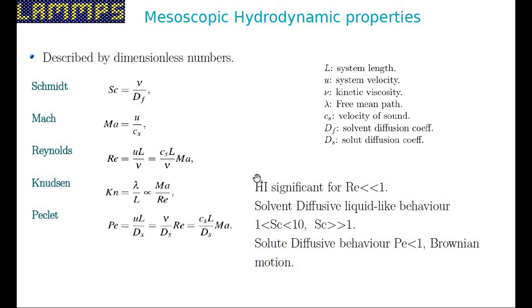For example, if the hydrodynamic interactions are to be relevant, this only happens for Reynolds smaller than 1. And for simulating a liquid, we have a Schmidt number larger than 1. Finally, for having a Brownian motion behavior for the solute particles, the Peclet number is smaller than 1.